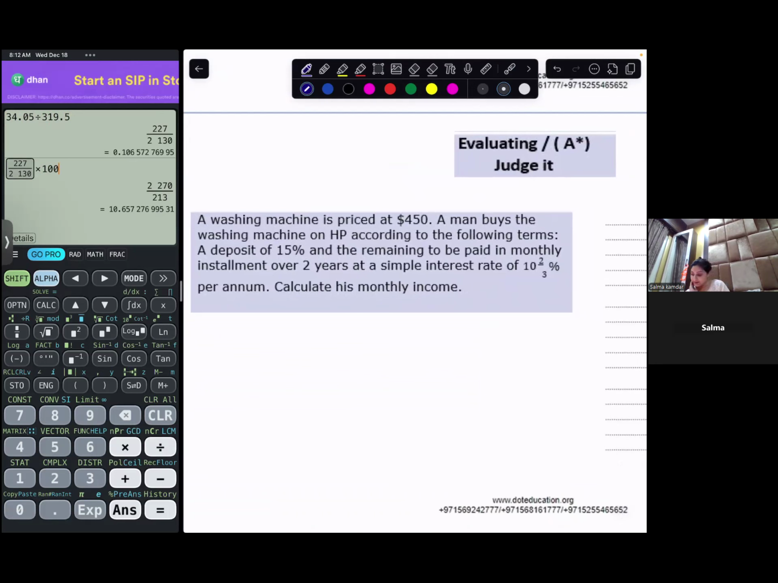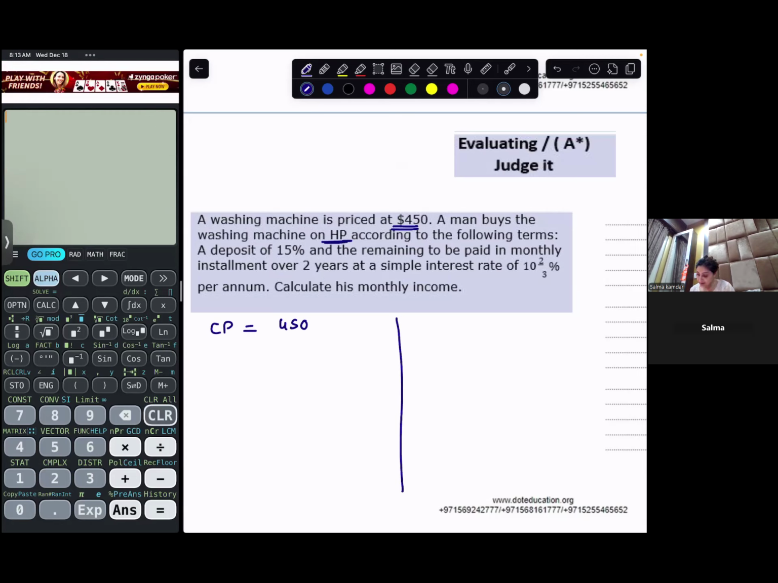A washing machine is priced at 450. So 450 would be my cash price or cost price. A man buys the washing machine on hire purchase according to the following terms. Hire purchase price is your cash price plus your installment. So he's going to pay a deposit of 15%. He's going to pay a deposit of 67.50.